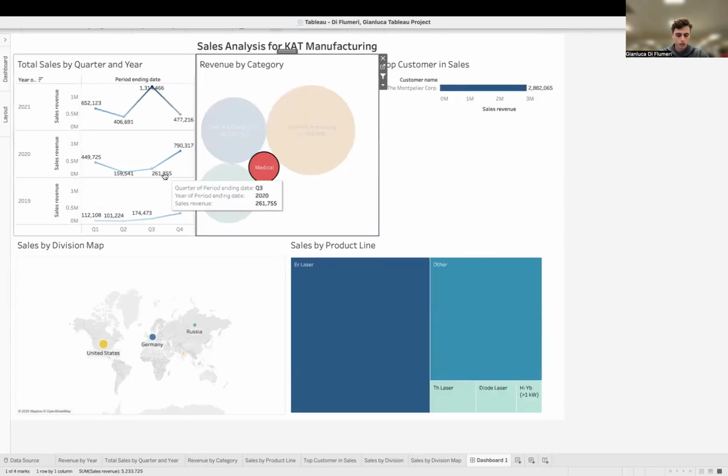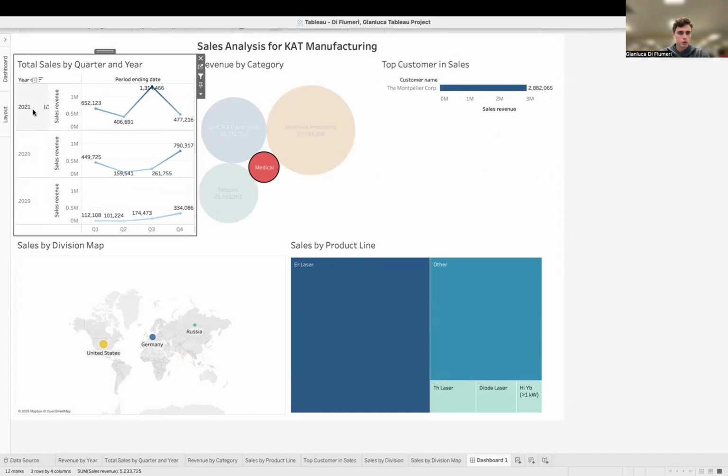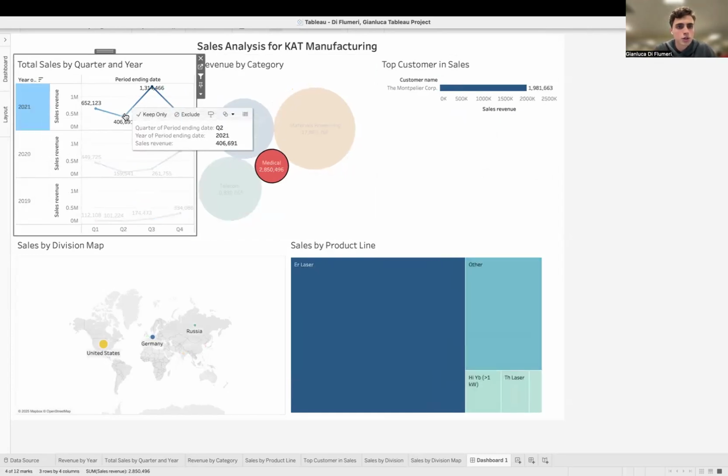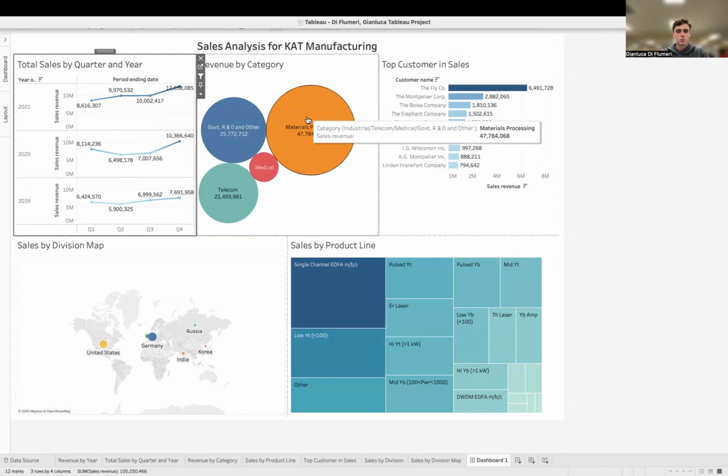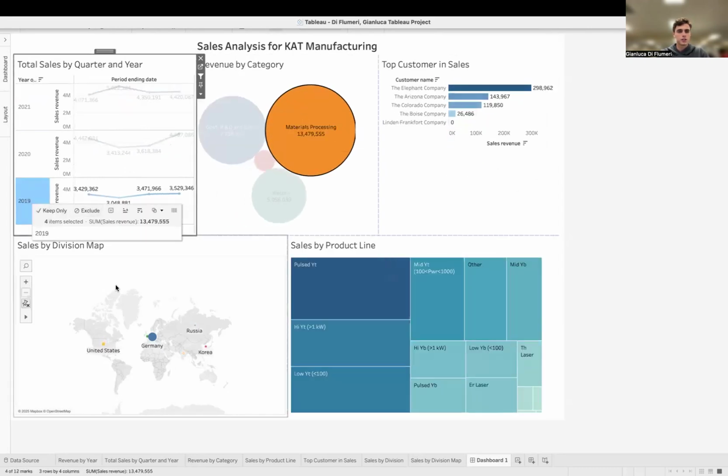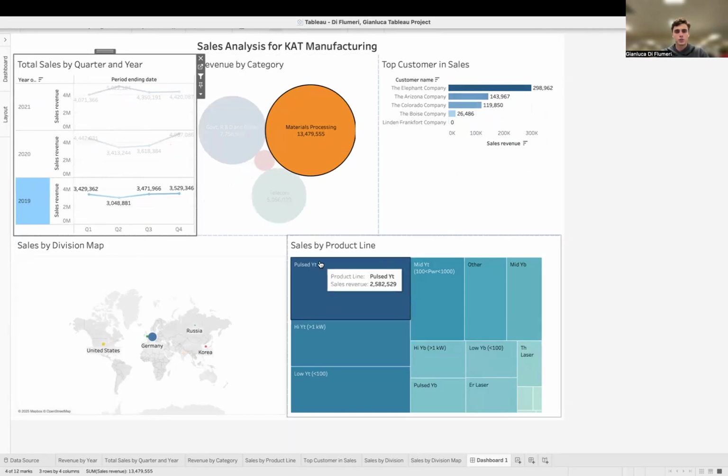So we go to the medical category. In 2021, the second quarter, the sales were $406,000 with 691. The third question asks which product had the highest sales in 2019 under material processing. So in 2019, we see that the top product was the post YT, with X amount of dollars in sales revenue. You can see around 3 million there.